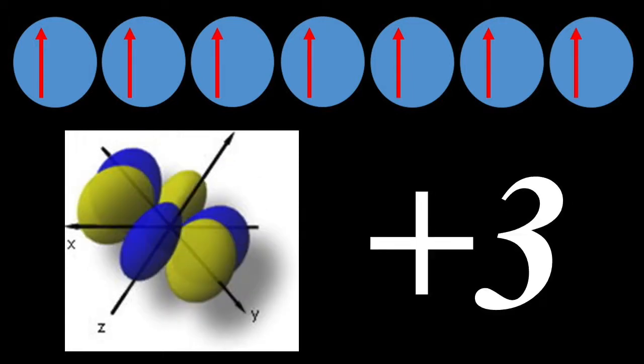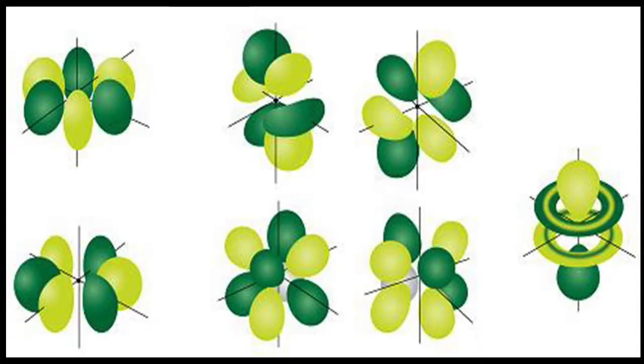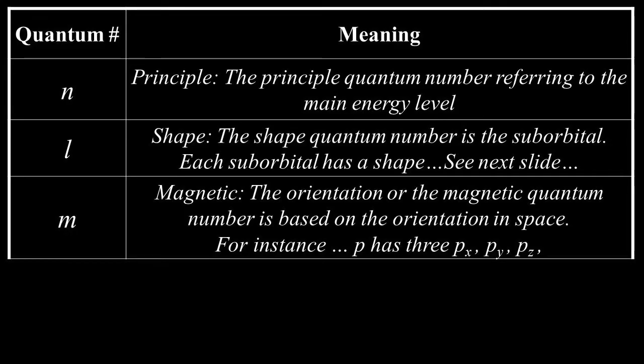Now what I'll do is put them together, and they are like that. Very simple. Those are all 7 orbitals on the same page, so that you can compare them together. So now we'll go on to the M, or magnetic, or you could call it O, but it's actually M. The orientation, or the magnetic quantum number, is based on the orientation in space. For instance, P has 3, PX, PY, and PZ that we saw. And we also saw that with F and D as well, based on the three dimensions.